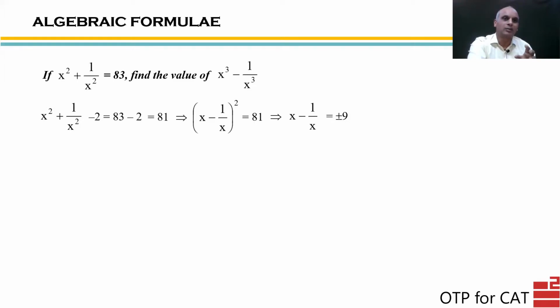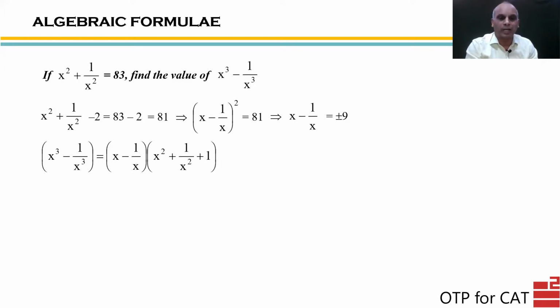I've seen a lot of students committing this error of saying the expression is equal to 9 only, and so they land up with some answer which doesn't match with the options in the examination. Please remember, if you do square root on both sides, the value of right hand side will be plus minus 9 and not just 9. So we now know the value of x minus 1 by x is equal to plus minus 9.